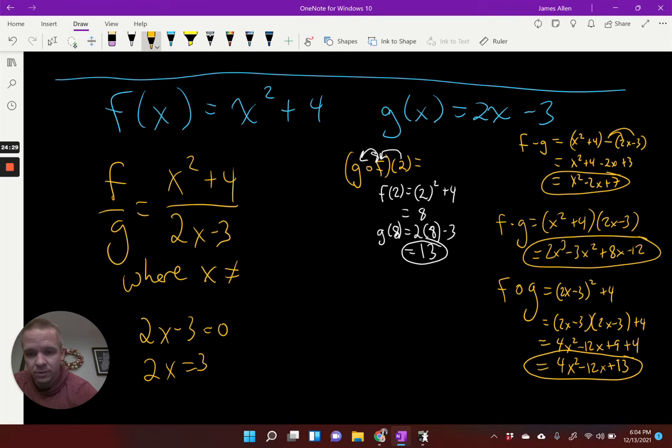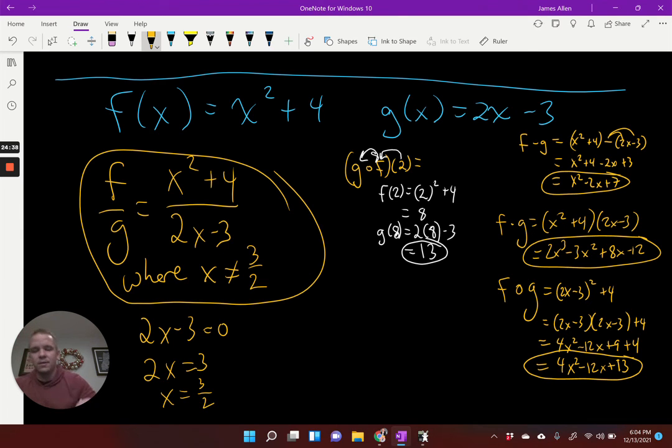All right, so we get 3 over 2. So x cannot equal 3 divided by 2. This is our full answer here. The restrictions are the bottom part. The other part is, I guess, the answer, if you will. It's a two-parter there. They may ask for just one or the other.